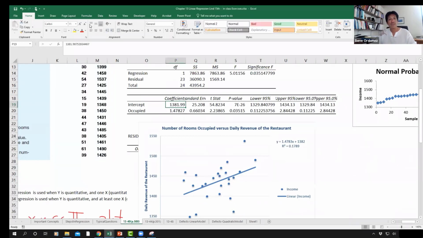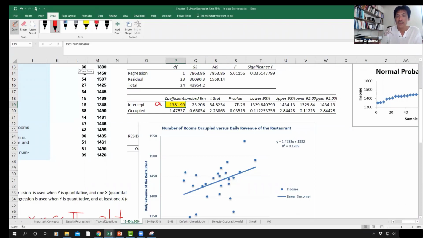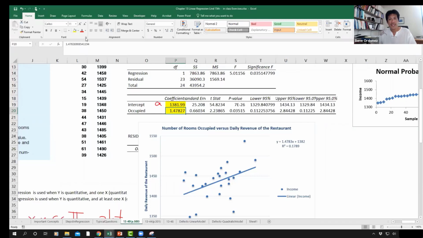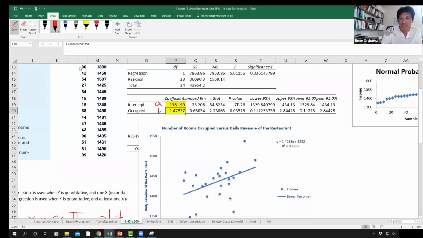You see this number here? That is the 1382. That's the y-intercept. Okay, we labeled that earlier as A. The 1.478, this is what we call the slope.